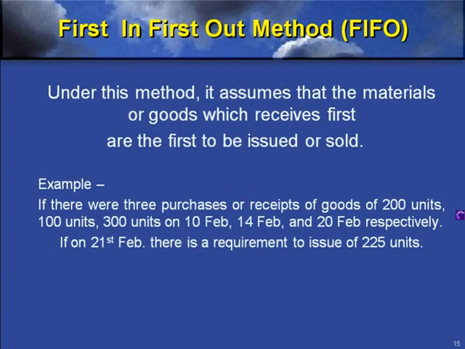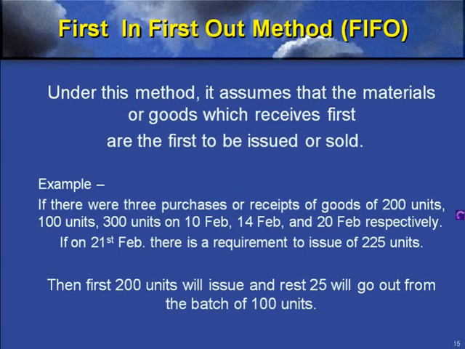Now for example, suppose on 21st February you need to issue 225 units. On behalf of the FIFO method, how will we take the decision? The decision is, first 200 units will be issued and the rest 25 will go out from the batch of 100 units, because we are applying FIFO, and in FIFO we assume that whatever we actually received first will go out first.